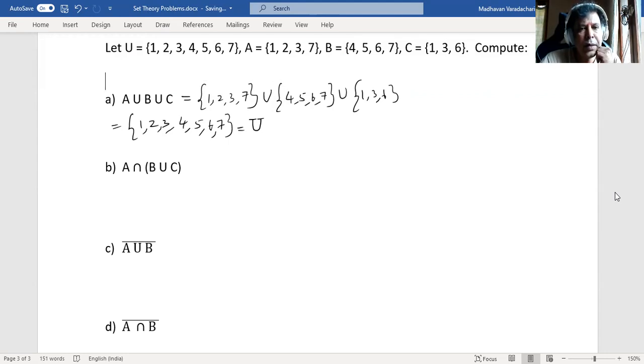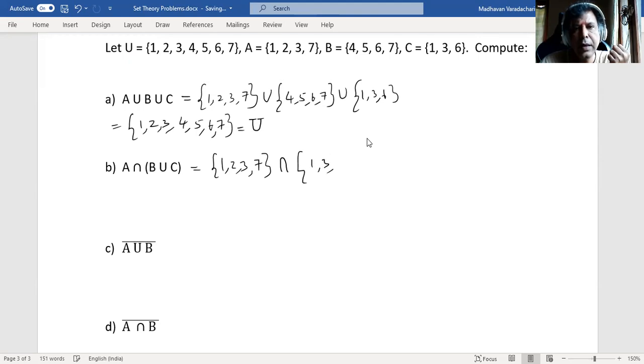Now here, A intersection B union C. First let us write A, 1, 2, 3, 7. And then intersection B union C means elements which belong to B or C or both. So I can write 1 and then 3 and then 4 and then 5 and then 6 and then 7. Now the common elements in these two sets means A and B union C. What are the common elements? It is 1, 3 and then 7. So that is the result.